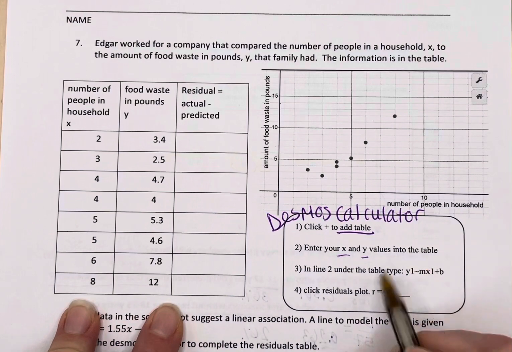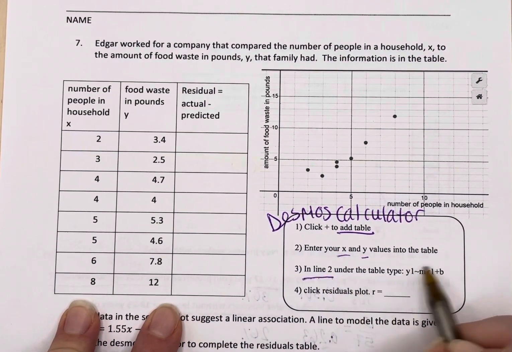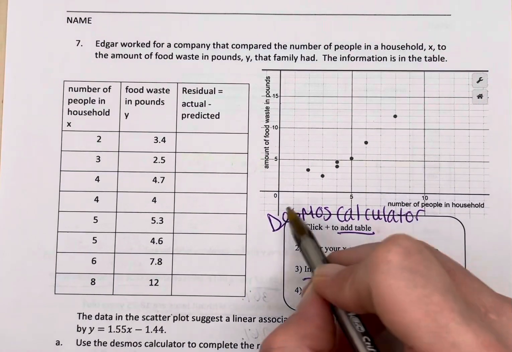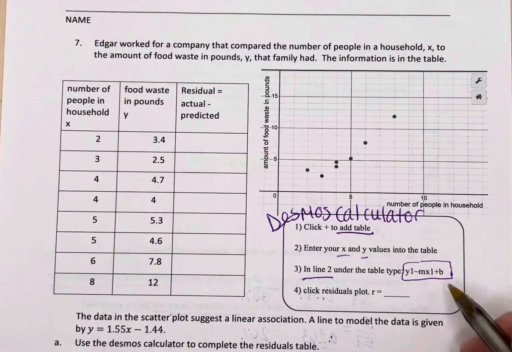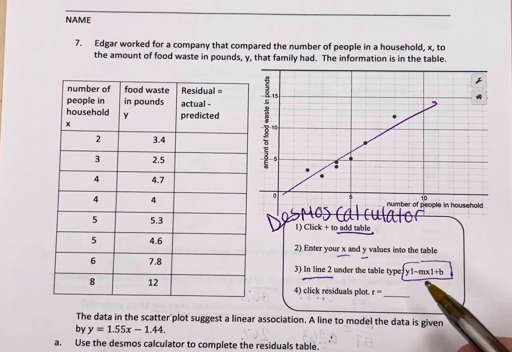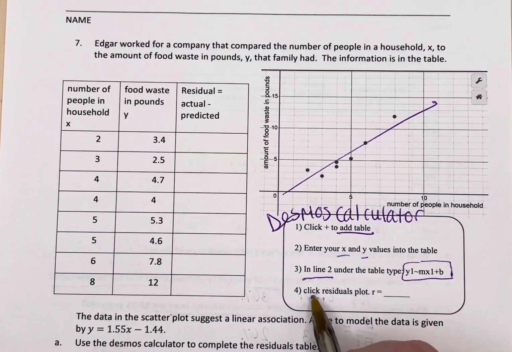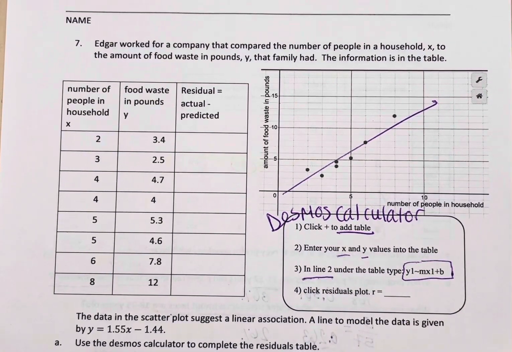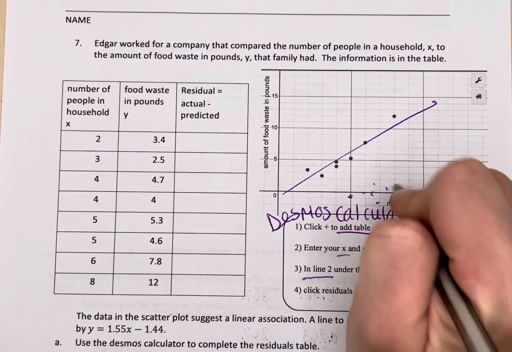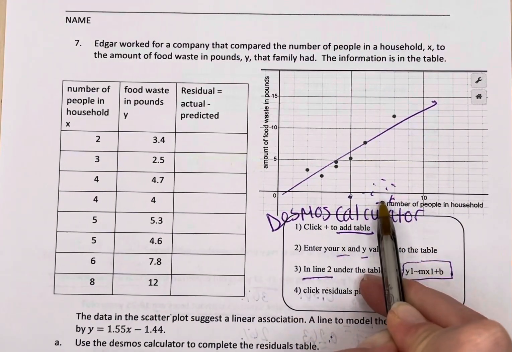Now, once you do that, in line 2, under the table, you can type this code. Remember, this is how we communicate with Desmos what we want. And that allows us to then see our line pop up across the screen. As soon as you type this, you're going to see a line straight through your points. And then we're going to click that residuals plot button. So you click it. And when you do, you then see this third column of the table pop up. And you see some points down here like this on the x-axis.